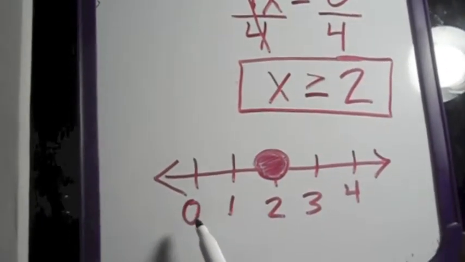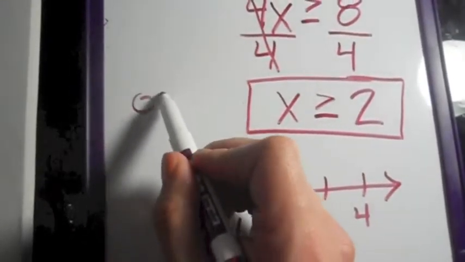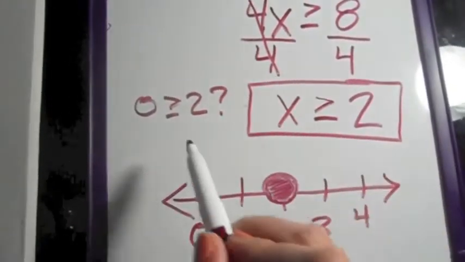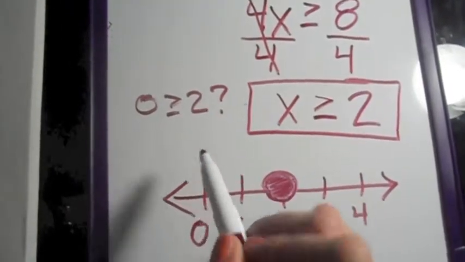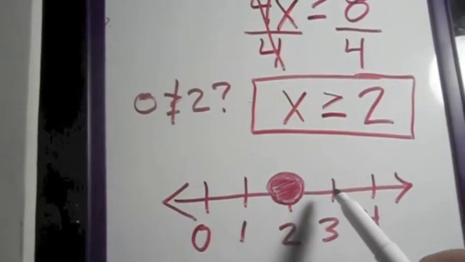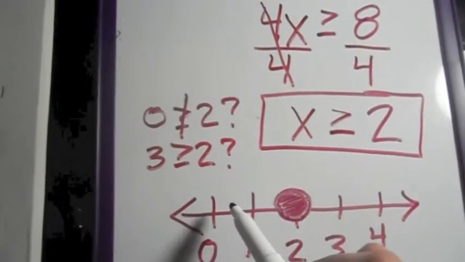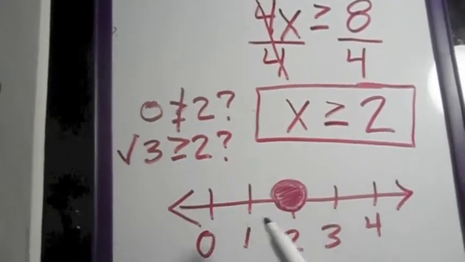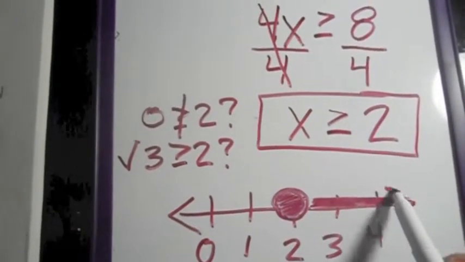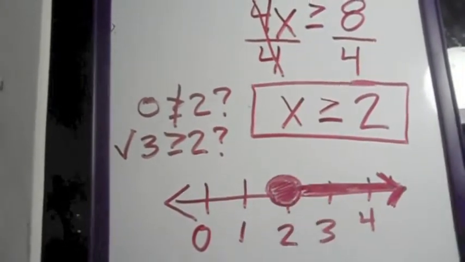Start on the left. 0. Plug in a 0 for x. Is this true? Is 0 greater than or equal to 2? No, it's not. So we're not going to bold that side. Let's try 3. Is 3 greater than or equal to 2? Yes, it is. So that means we're going to bold this side because these are the numbers that are greater than or equal to 2. And that's how you do number 1.